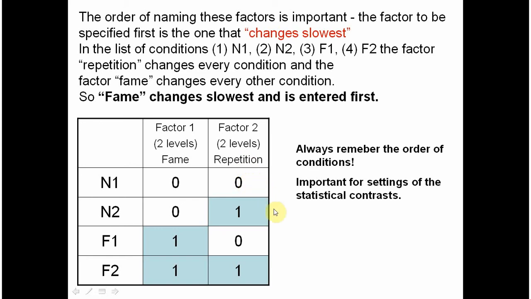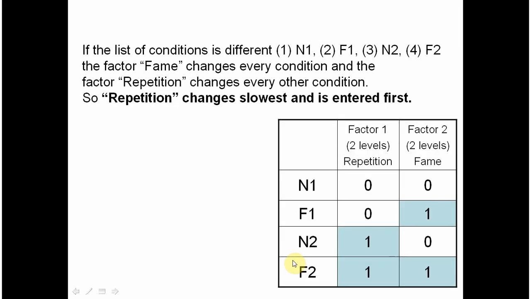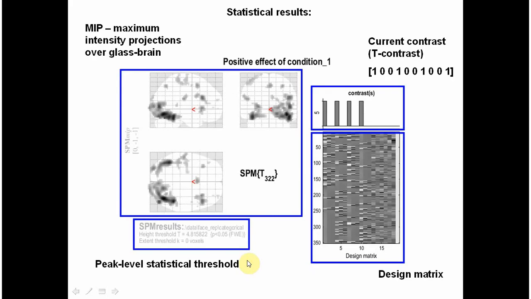It takes every second condition to each level of the factor. If the order of conditions is different, like this, N1, F1, N2, F2, it is the first factor that is going to be the repetition, and the second factor will be the fame. So you are free to select the factors and to call them however you prefer. The only important thing is that everything is consistent: the name of the factor is consistent with the conditions which are automatically selected by the factor.